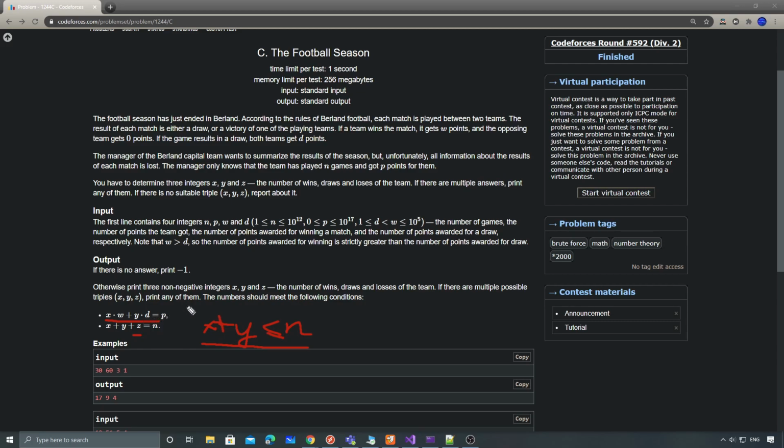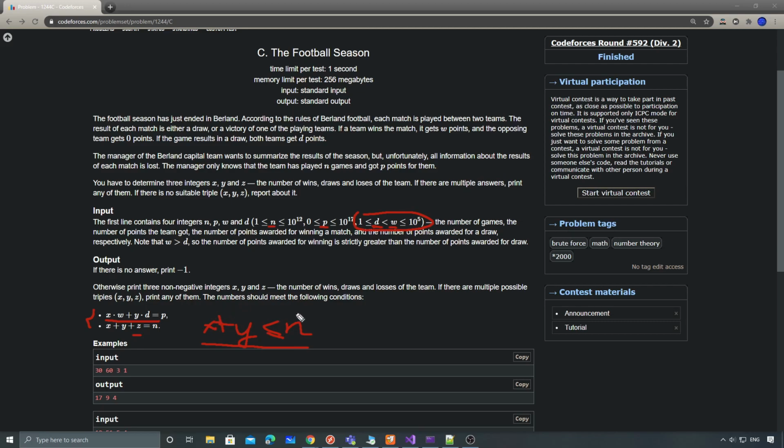Okay, and then we have a few constraints here. As you can see, n and p are pretty big, which means that we cannot search either n or p. But d and w are relatively small, up to 10 to the power of 5. So when we try to solve these equations, we have to use this one way or the other. Otherwise, it will definitely TLE.